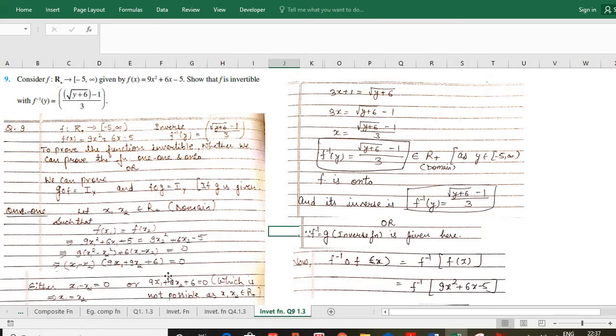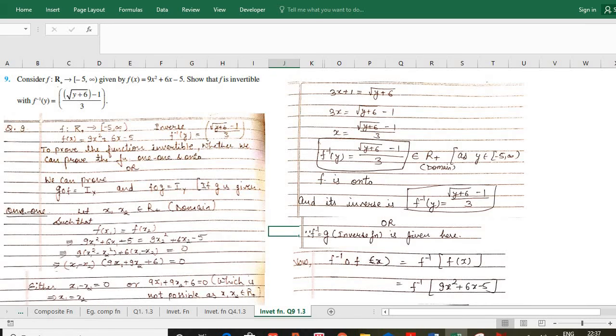If it is 0, it means x1 is equals to minus x2. So x1 will get the negative of x2, but we have taken x1 and x2 from R plus. It means for R plus it can never be possible, right? So in this case we can say x1 is equals to x2.